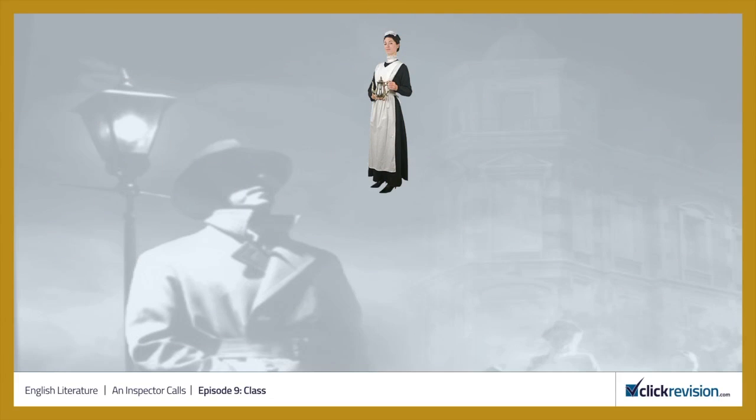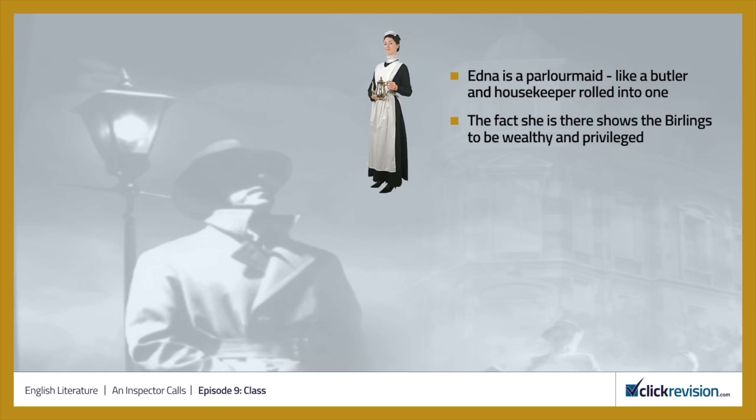Edna is a parlourmaid, which is like a butler and a housekeeper all rolled into one. She doesn't feature very much in the play, we didn't even give her her own video, but she's still an important character, because just by being there she instantly shows the audience that the Burling family are from somewhere near the top of the social class ladder.